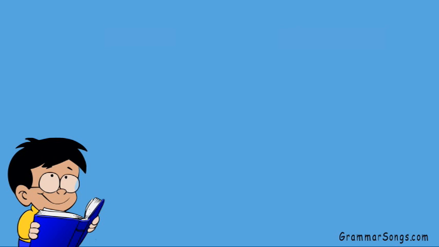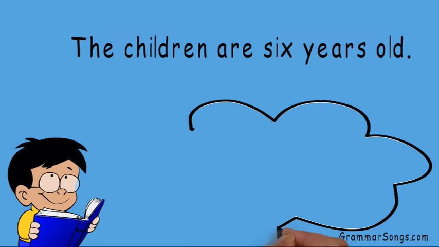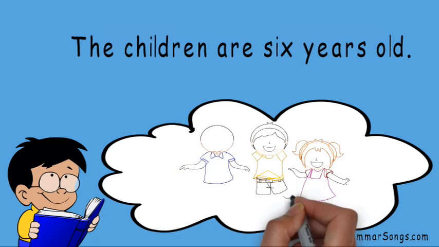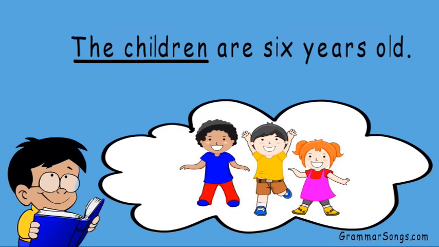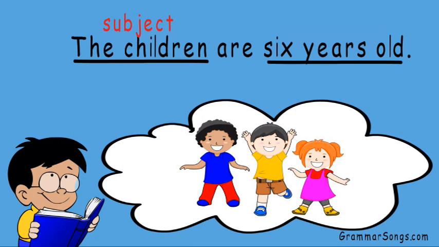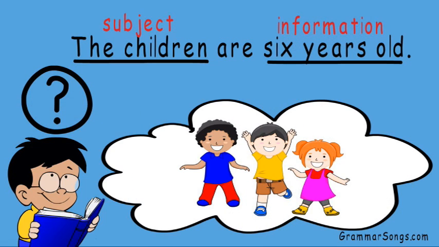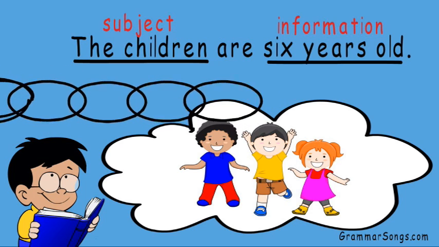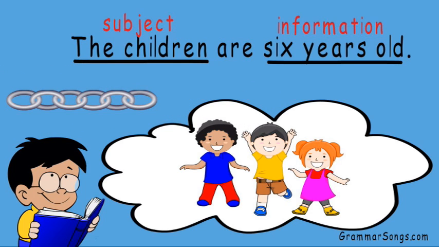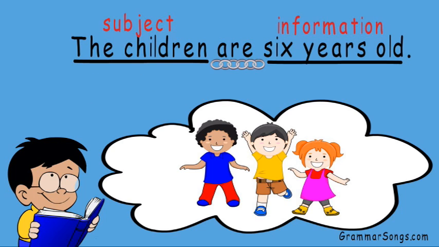Where would the linking verb be in this sentence? The children are 6 years old. When I read this sentence, I get a picture in my head of children. So the children are who this sentence is about. They are my subject. And the information I'm learning is that they're 6 years old. So which word is the linking verb? Which word links the subject to more information? Are is the linking verb in this sentence. The children aren't doing anything. Are simply connects the subject, the children, to more information.